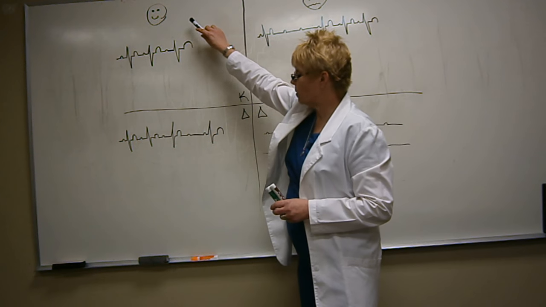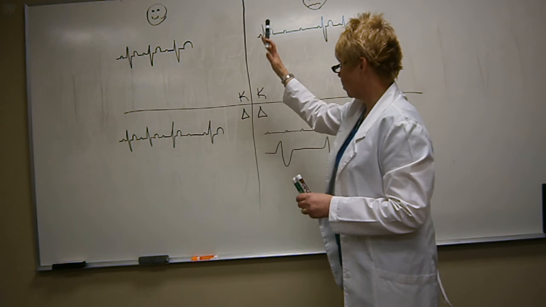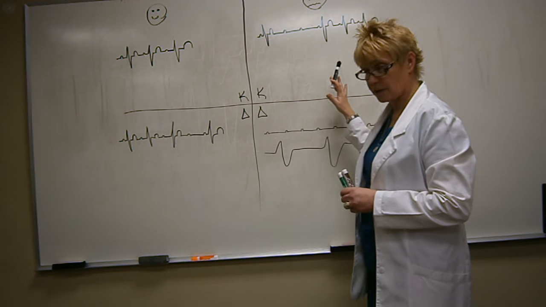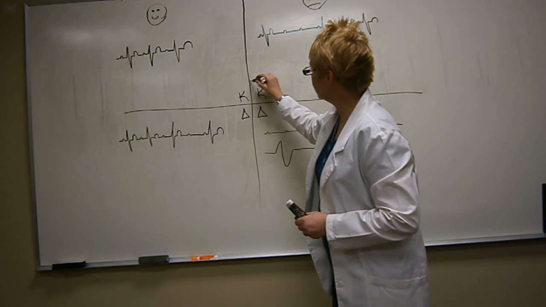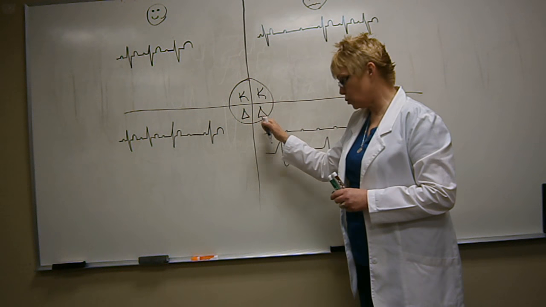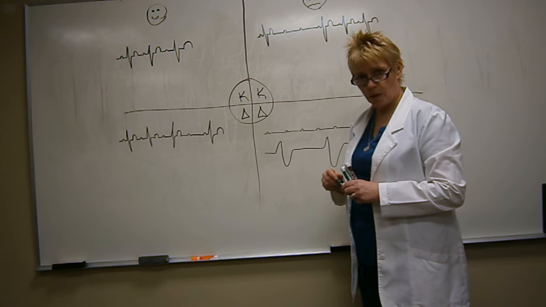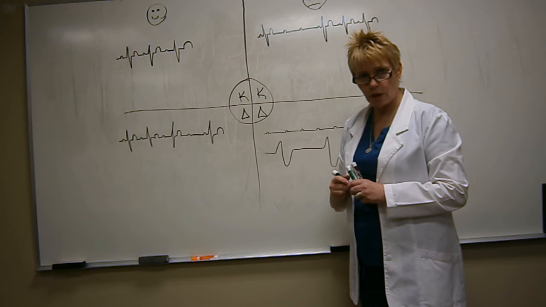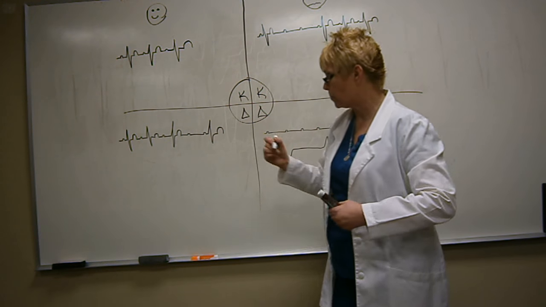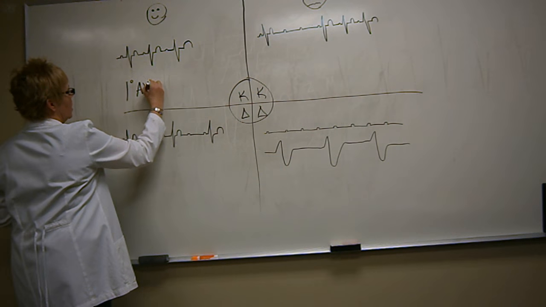So I have a happy face and an angry face. And so half of the board, 2 of the blocks are happy, 2 of the blocks are angry. Here in the middle, 2 of the intervals are constant, 2 of the intervals are changing. So on the heart blocks, everything that you need to know about the heart blocks is directly related to their PR interval. So here is a first-degree AV block.